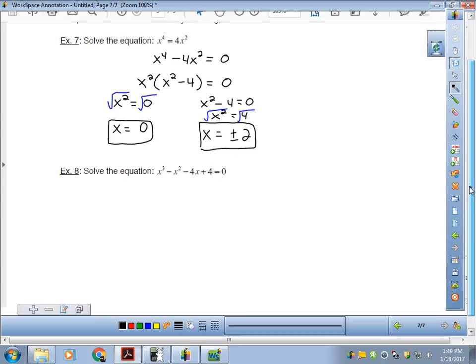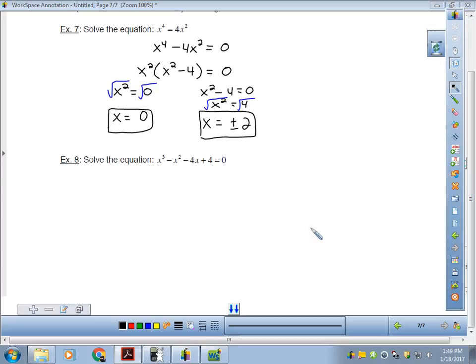All right, last example for this section. It asks us to solve the equation x to the 3rd minus x squared minus 4x plus 4 equals 0. Now, the nice thing is it already equals 0, so I don't have to move anything. The not-so-nice thing is this is a 4-term equation. 1 term, 2 term, 3 term, 4 term. When you have a 4-term equation, the only thing you can do is what is called factor by grouping.